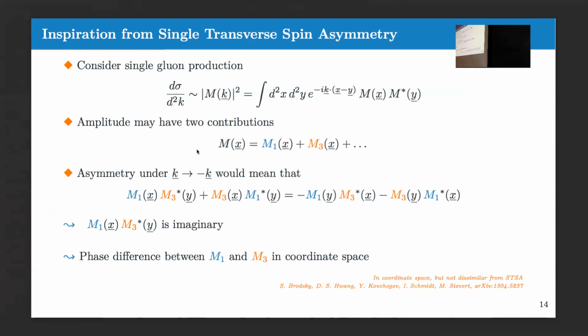For this asymmetry to take place under the reflection of one of the momenta of the particle, in this case just one particle, I have to have the following property between this amplitude in X space. To satisfy this property, the only reasonable thing is to require, because the functions M1 and M3 are probably very different, that M1 times M3 complex conjugate is imaginary.